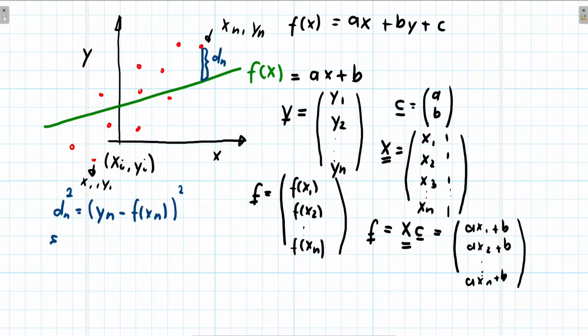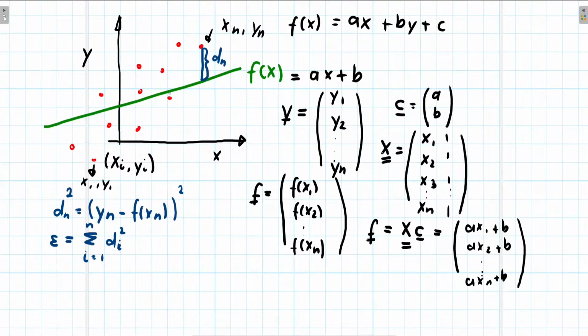So we can define a function that we're going to call epsilon. That's going to be our so-called error function. And that can be written as the sum from i equals 1 to n of di squared. And theoretically, if we can minimize this function, if we can find a minimum in terms of the coefficients a and b, then we have an optimal solution for our line, and we have found the line that best describes the data points.